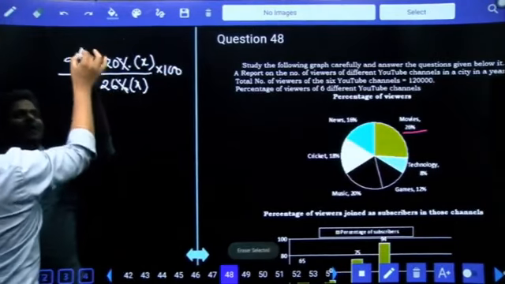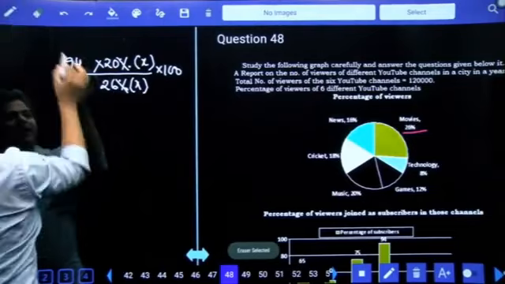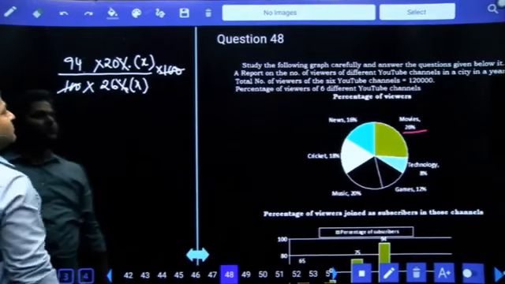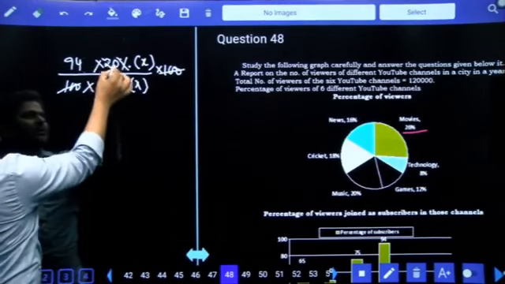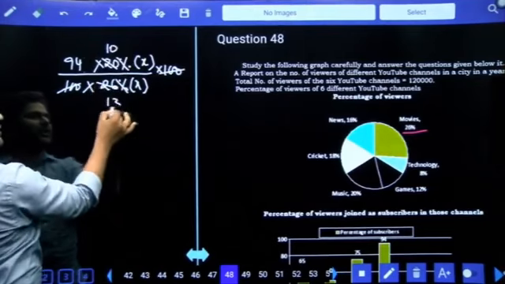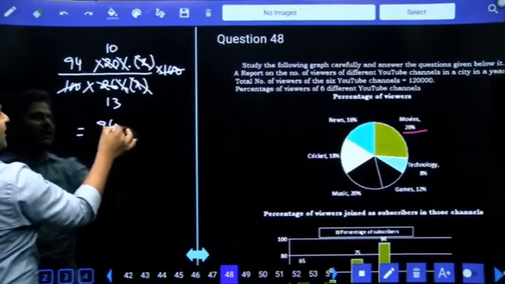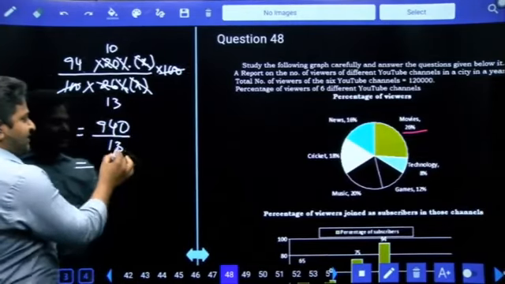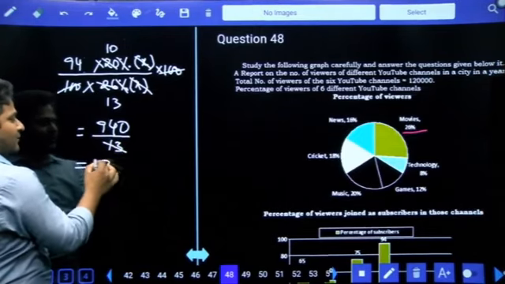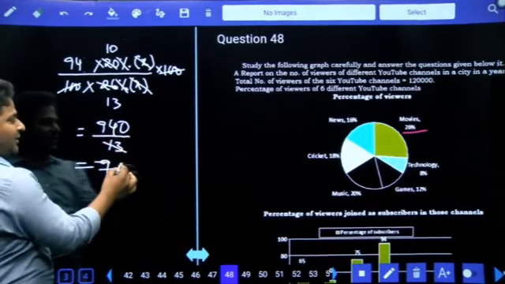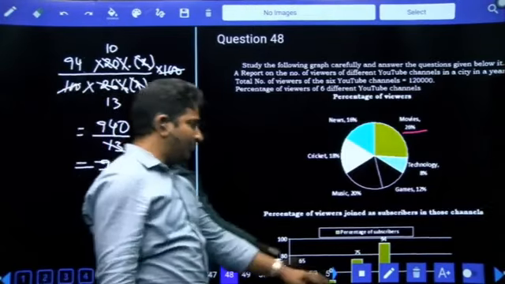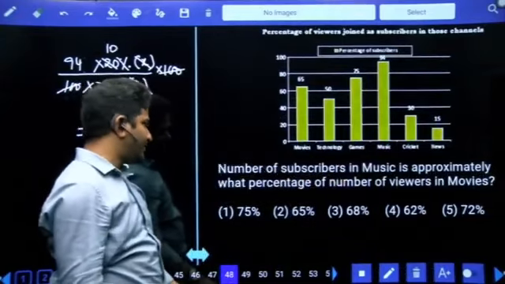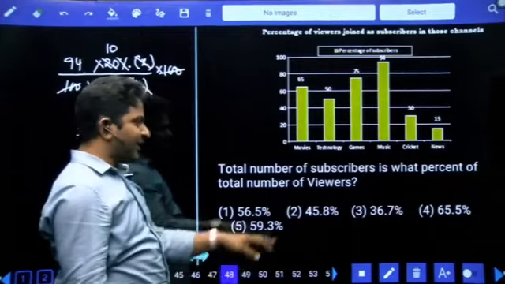Percentage gets cancelled. If I delete this percentage symbol, we'll have to write divided by 100. 100 gets cancelled. Now you are left with 2, 10 times 2, 13 times. That is equal to X, X gets cancelled. 940 divided by 13. Now 7 times of 13 is 91. Apart from 91 you have 30. That is 2 times and something. 72 percentage something. Approximate answer 72. Next. Anyway, you're asked to calculate approximate only.